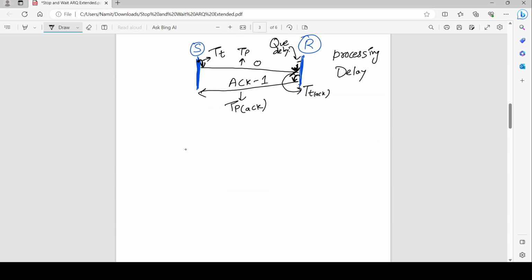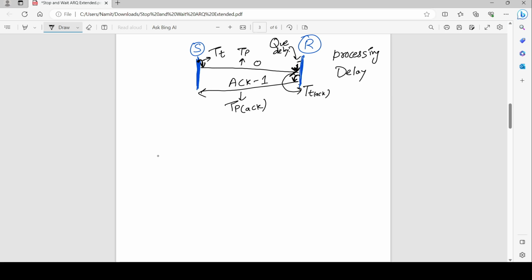I hope this whole concept is clear till now, so that I can move onwards. So again, transmission time is the amount of time taken to place the first data bit onto the channel from the device. That is transmission time. Propagation time is the amount of time taken by the data frame to travel through the channel from sender to receiver.